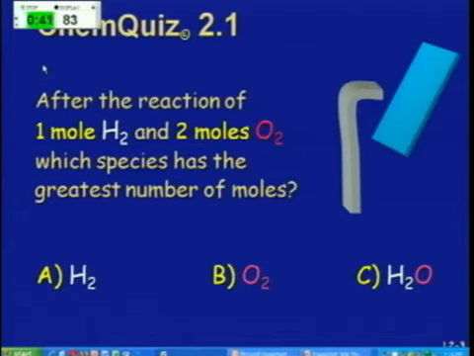What is it? Vote again. What's the answer?